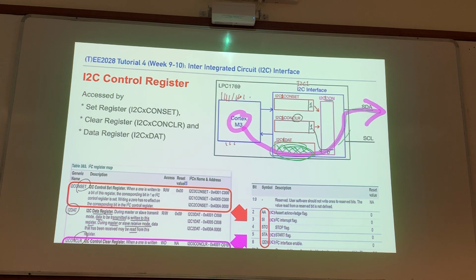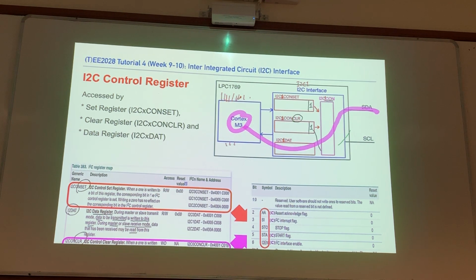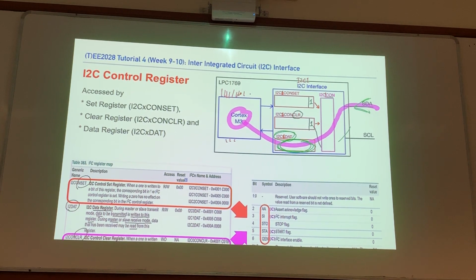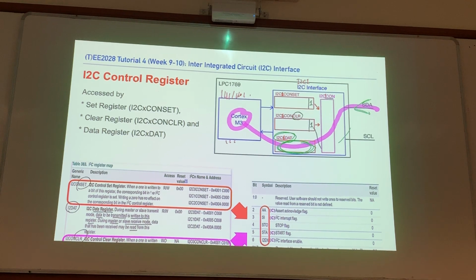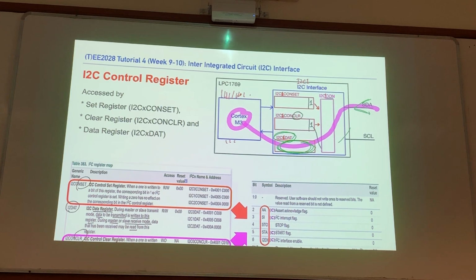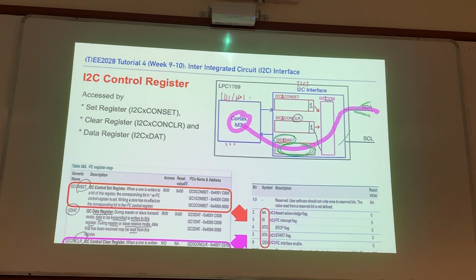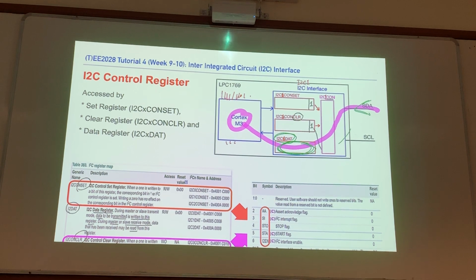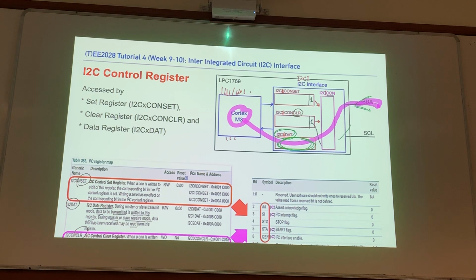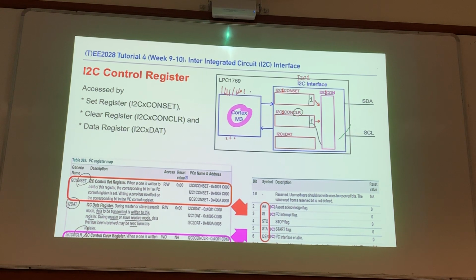But if your data direction is the other way, your data is coming this way, then the data coming in will be collected here. So basically this register is handling the data, no matter whether the data is coming into it or going out of it. So the data register is handling the actual data you want to transmit. These are the three registers you need to understand.